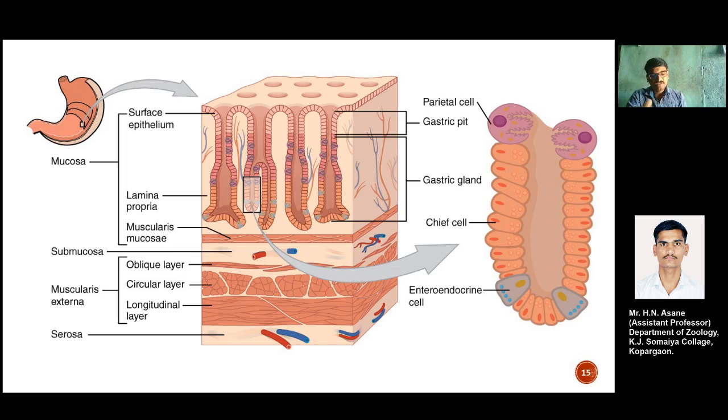The cytoplasm is granular and stains with acid dyes. It contains mitochondria and smooth endoplasmic reticulum. These cells are located in the upper region of the gland.